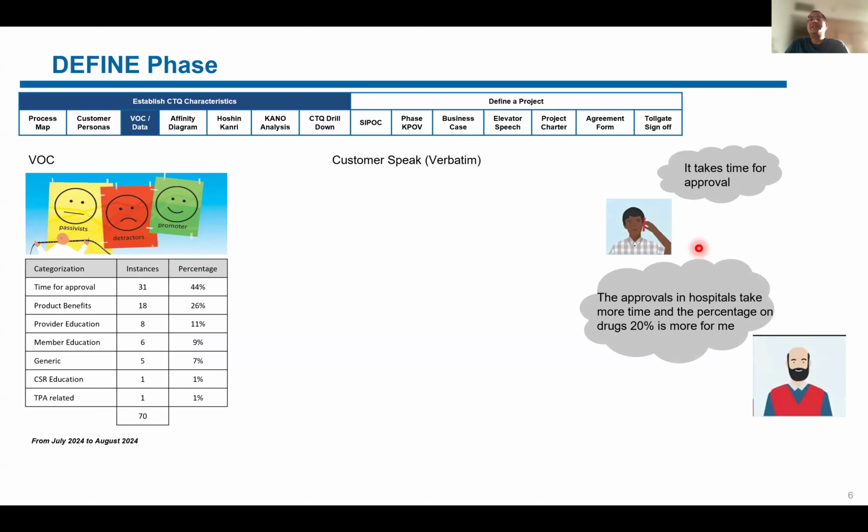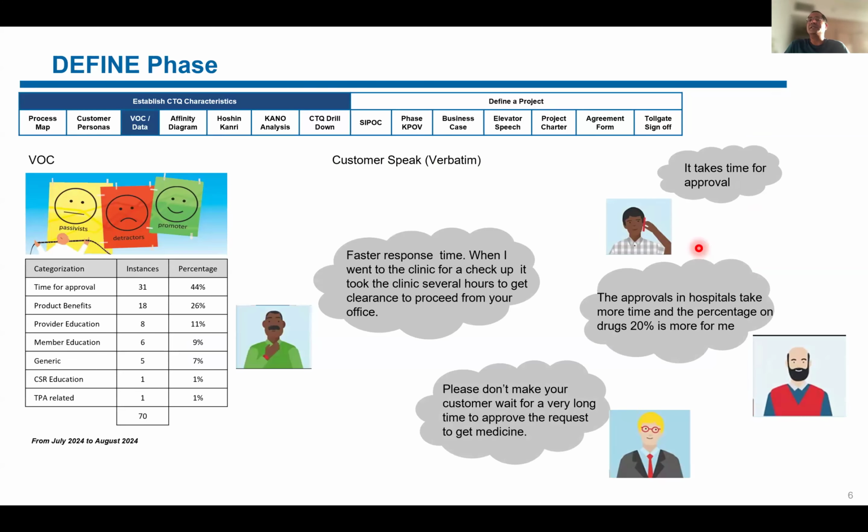we have collected the voice of customer. This, as I said, is generally done through a survey that is sent out after every interaction. And what you see on your right-hand side are some of the responses the customers have given. These are customer verbatims. It takes a long time for approval. The approval in hospital takes more time. Medicines take even more time. I need a faster response when I call the clinic or call your insurance company, and things like that.